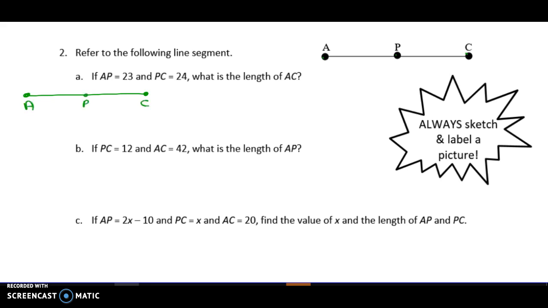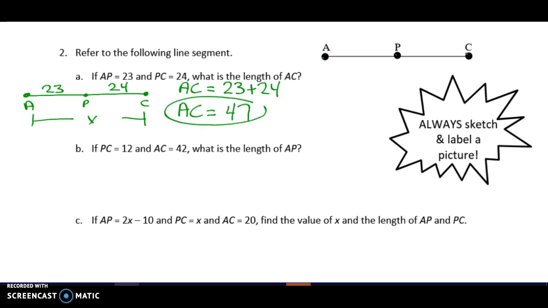So AP is 23. PC is 24. And we are looking for the length of AC. Well, AC is the whole thing. I know it's equal to the sum of the parts. So that means AC is 47.